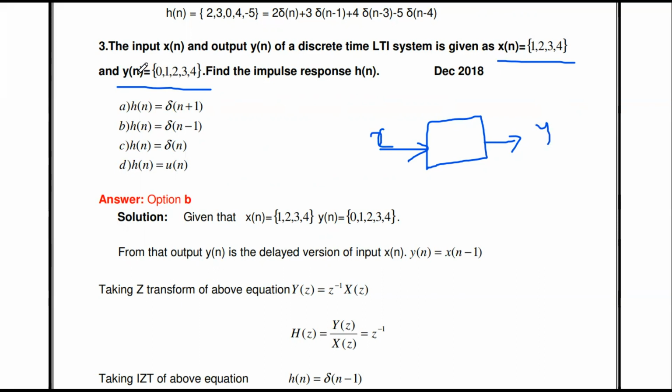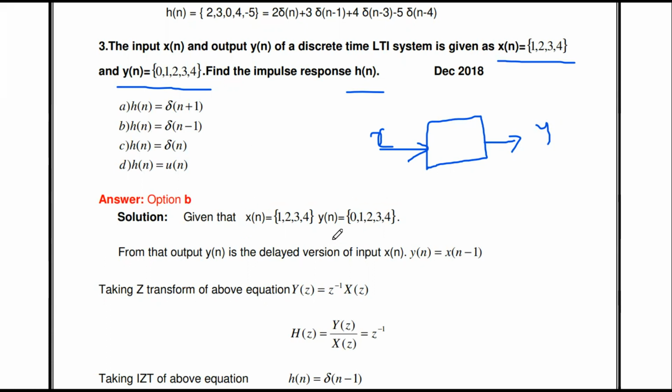So what is the relation between y of n and x of n? The y of n is nothing but a one-time delayed version of x of n, so we can write y of n as x of n minus 1. If you give 1, 2, 3, the output produced by the system is the one-sample shifted value. So from this, we have to find the impulse response h of n. To obtain the impulse response from the given input and output, we can solve this problem by different methods.